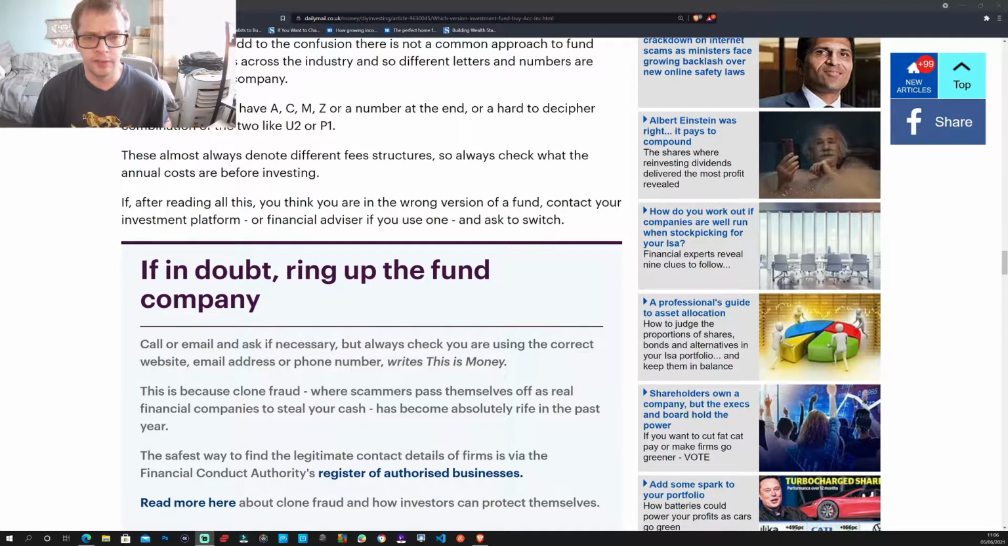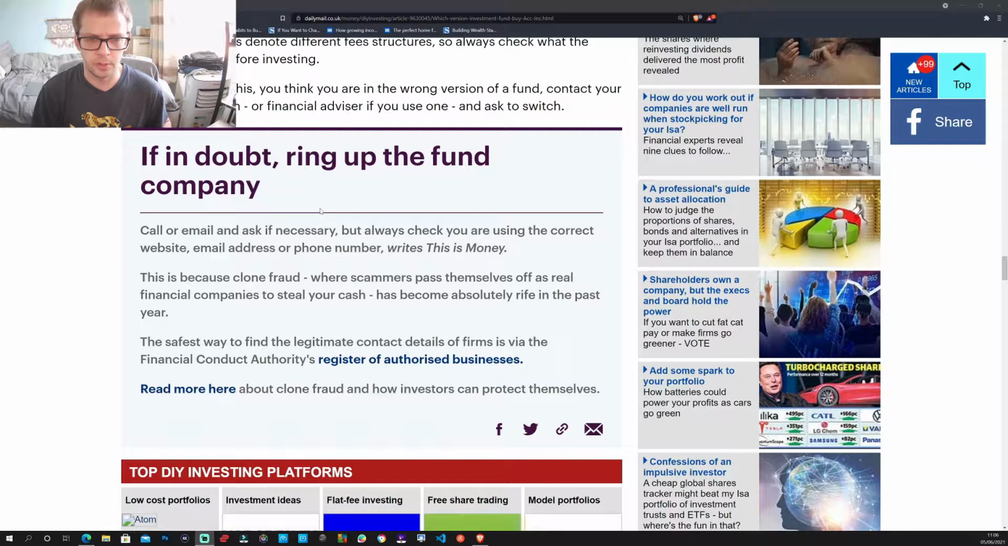If, after reading all this, you think you are in the wrong version of a fund, contact your investment platform or financial advisor if you use one and ask to switch. If in doubt, ring up the fund company.